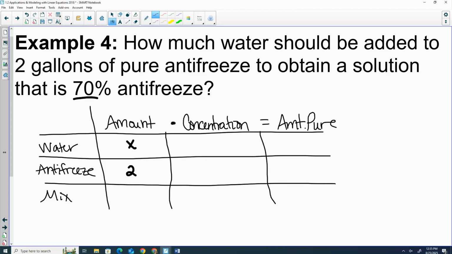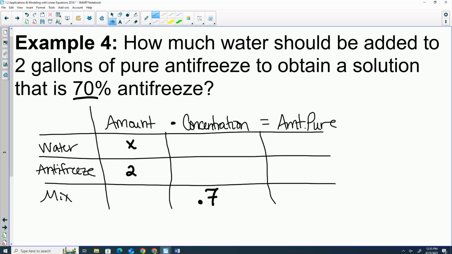All right, where would that 70% go? It's a concentration. Is it concentration of my water, my antifreeze, or my mixture? The mixture. Since it's a percent, you always change it to decimal form. So 0.7 or 0.70.